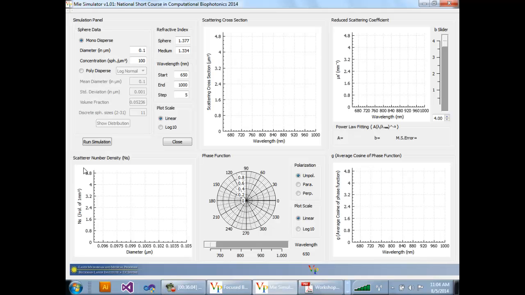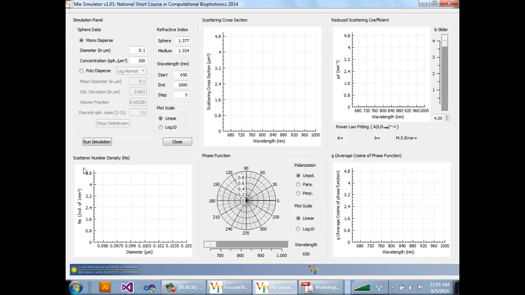Here's a scattering cross-section. You can calculate the scattering cross-section. You have seen equations yesterday. Using scattering efficiency, Mie solution calculates the scattering efficiency, then we calculate the scattering cross-section. Here, Mie solution provides the phase function. Based on that one, we can calculate the average cosine of the phase function, that we call G. And when you have the scattering cross-section, you can multiply by number density and calculate the scattering coefficient. When you have the scattering coefficient and G, you can get the reduced scattering coefficient. That's how we build this tool.